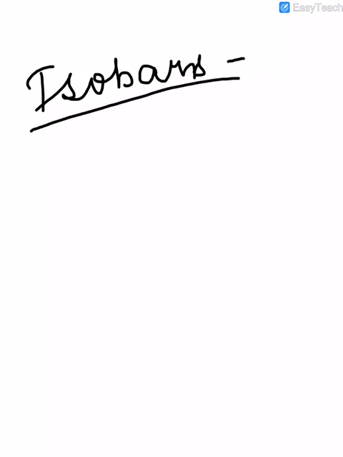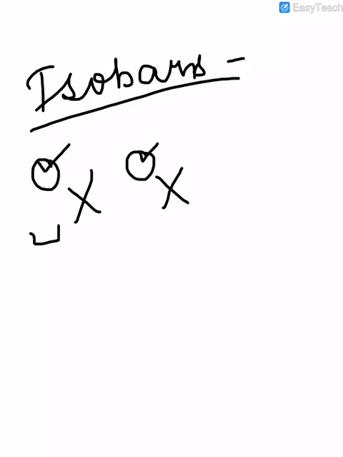Our next term is isobars. The species, or we can say elements, having different atomic number but the same mass number, right? If I write any two species that have the same mass number, right, and different atomic numbers, then these species are known as isobars.